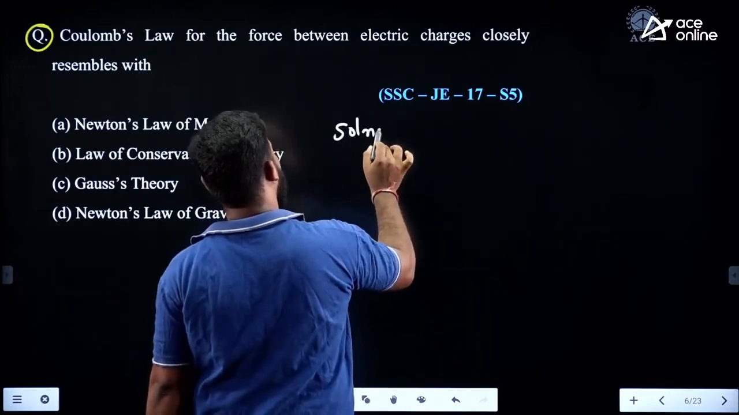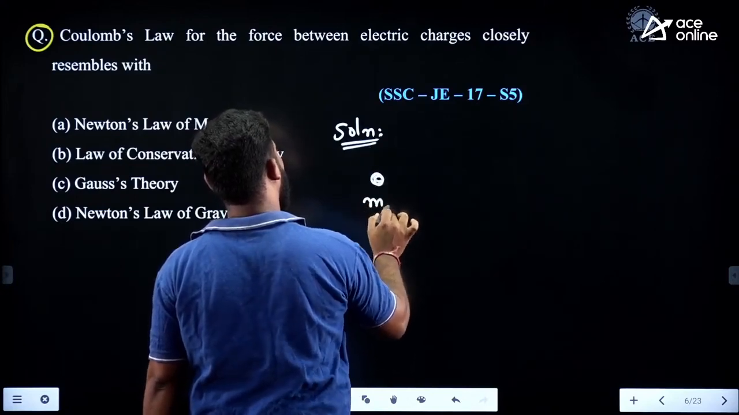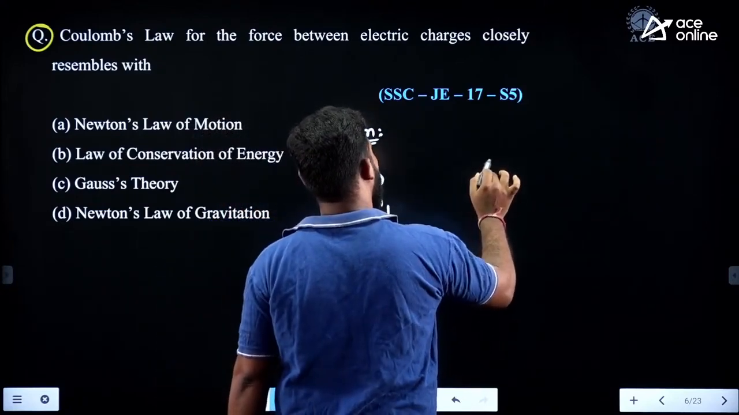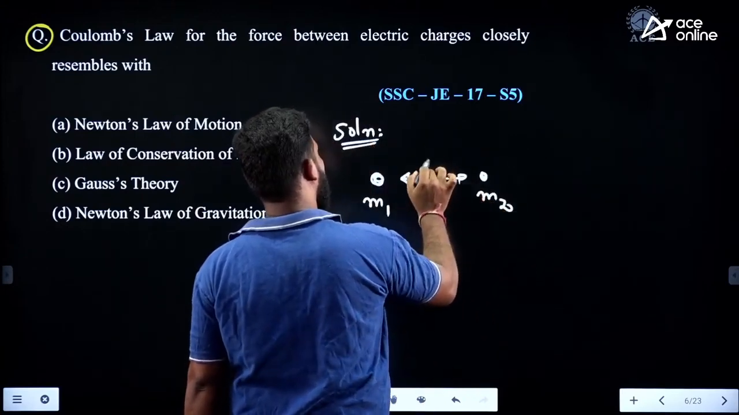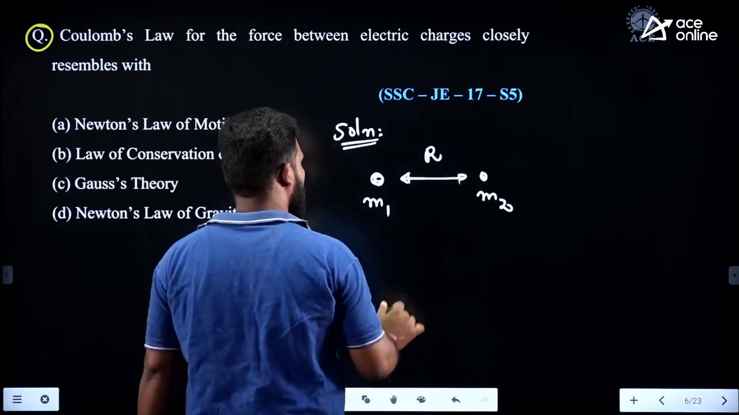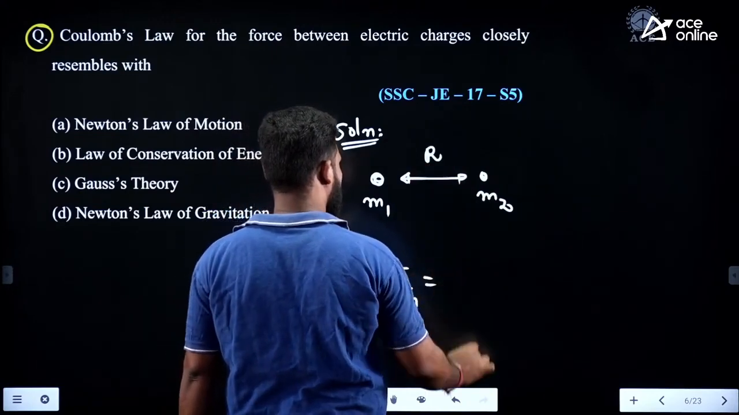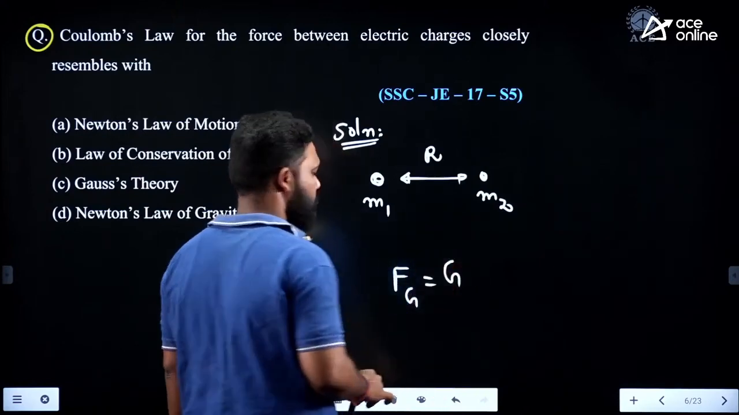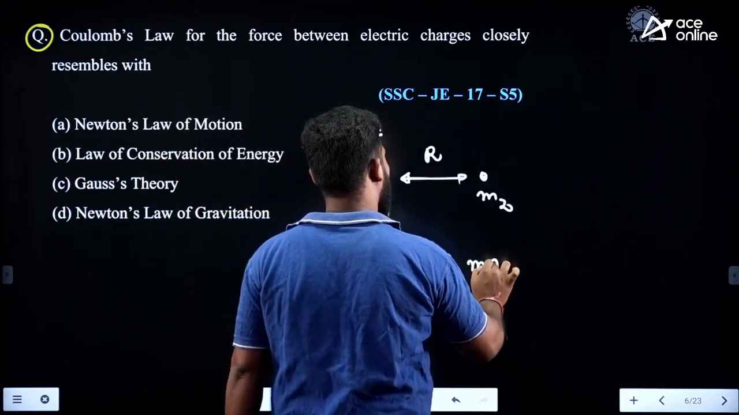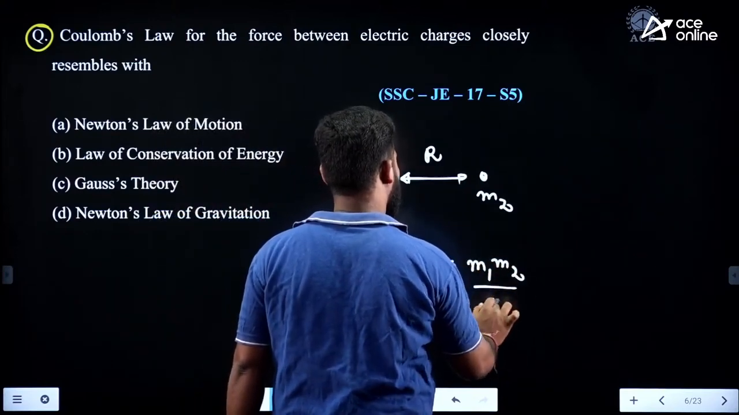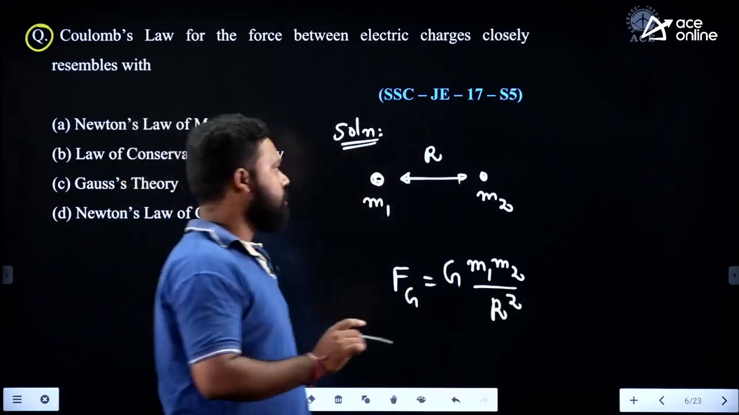See, in your physics you would have learnt, suppose there are two bodies with masses m1 and m2, and the distance between them, let us say, is r. What is the gravitational force between these two? The gravitational force is a proportionality constant into m1 into m2 divided by r square.